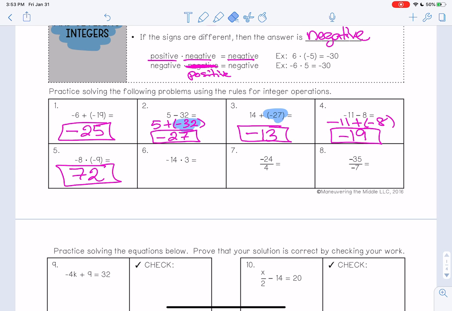For problem 6, now we have negative 14 times a positive 3. Two different signs, so they like two different music, so our answer is going to be negative. They're not going to be happy, and we get negative 42.